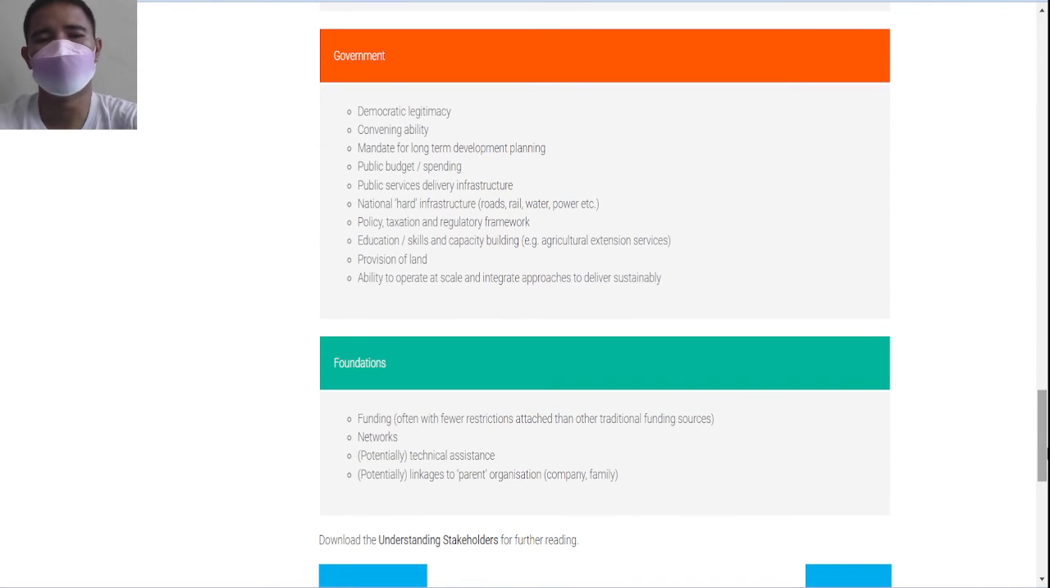For government: democratic legitimacy, convening ability, mandate for long-term development planning, public budget spending, public services delivery infrastructure, national hard infrastructure like roads, rail, water, power, and others. Policy, taxation, and regulatory framework. Education, skills, and capacity building. Example, agricultural extension services. Provision of land and ability to operate at scale and integrate approaches to deliver sustainably.